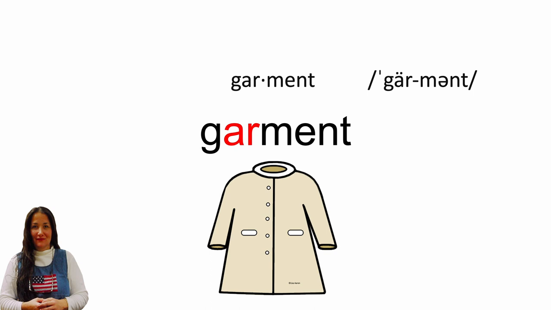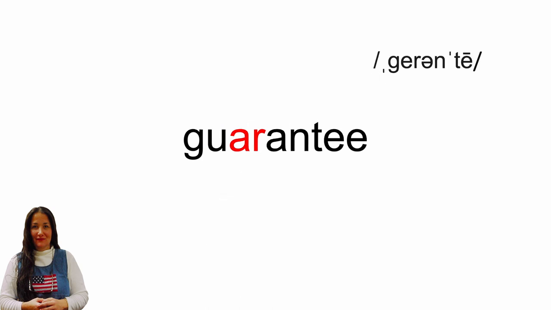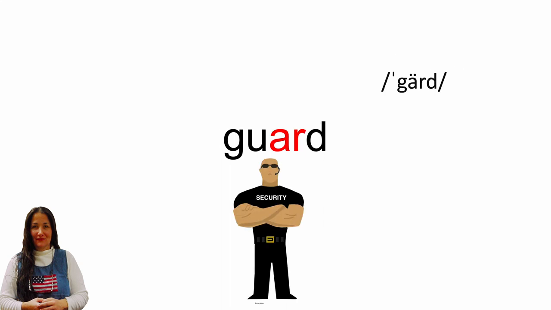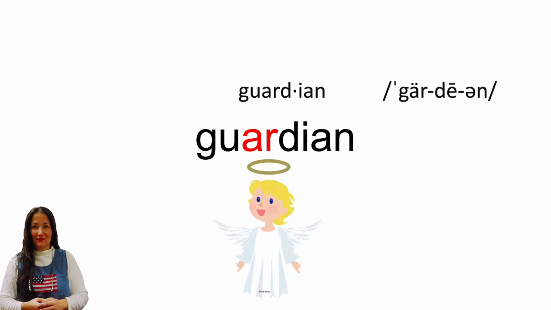Garment. A garment is a type of clothing. Guarantee. This is a promise. Guard. Guardian. It's when you look over someone. Here we have a guardian angel, but it can also be a person looking over the well-being of another person.